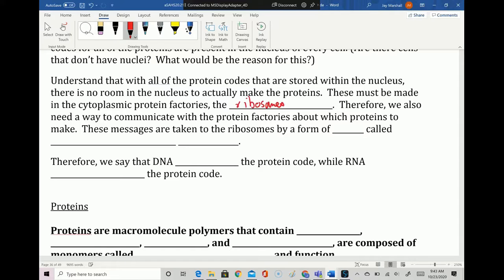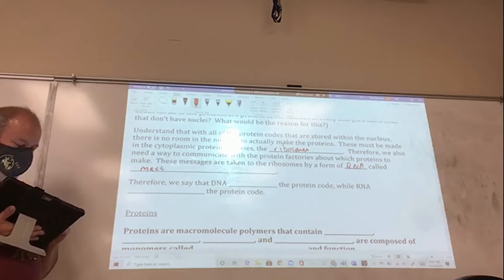Okay, therefore we also need a way to communicate with the protein factories which proteins to make, and these messages are taken to the ribosomes by a form of RNA, and we talked about this as well. What type of RNA did we say that was that takes the message? Yeah, it's the messenger RNA, right?